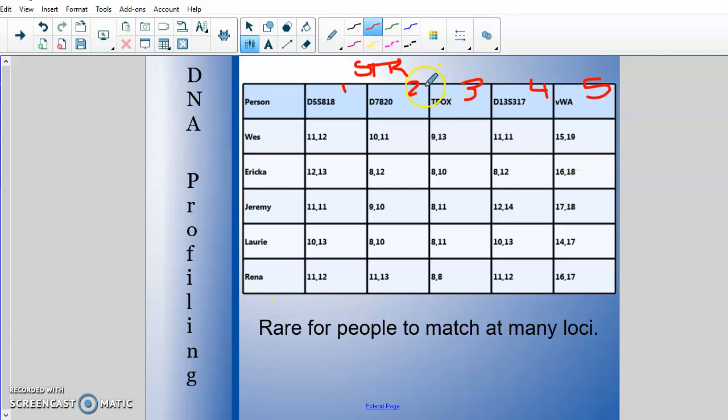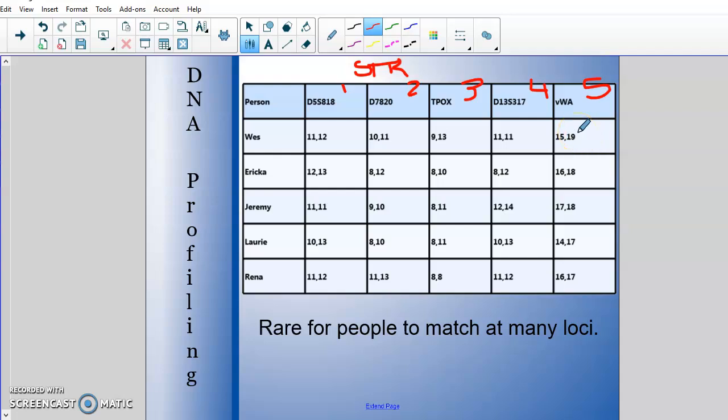And then we put in PCR primers to find these 5 locations in their DNA, and we copied just those 5 locations. And then we went through the whole process, and here's what we found, okay? This is Wes. Wes, for the D5S818, he had 11 repeats and 12. For the D7, he had 10 repeats and 11. For the TPOX, he had 9 and 13. For the D13, he had 11 and 11. And for the VWA, he had 15 and 19.